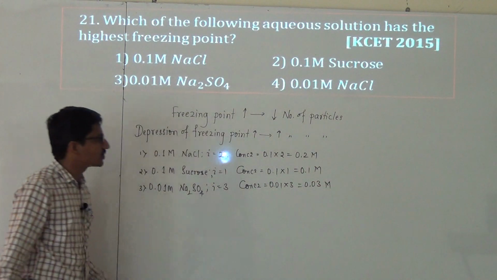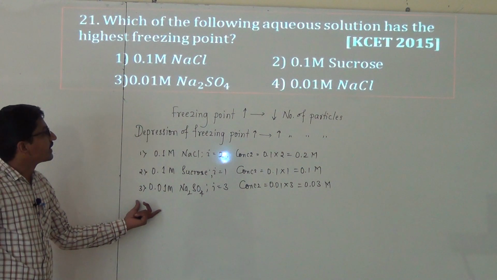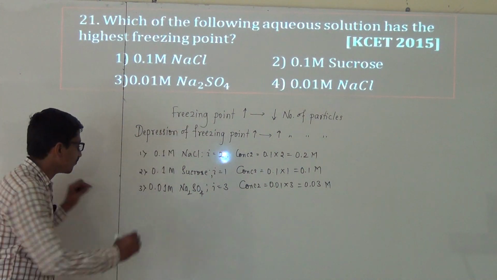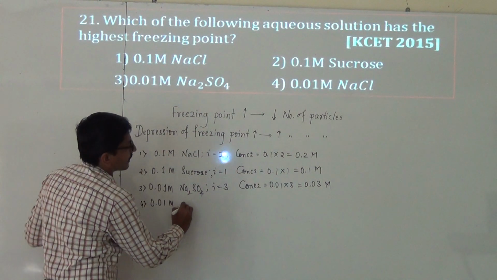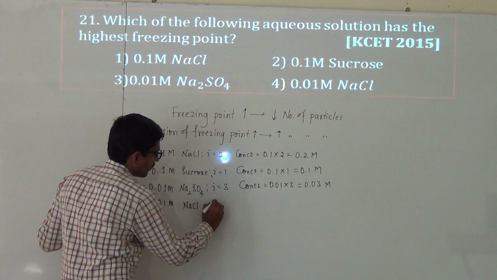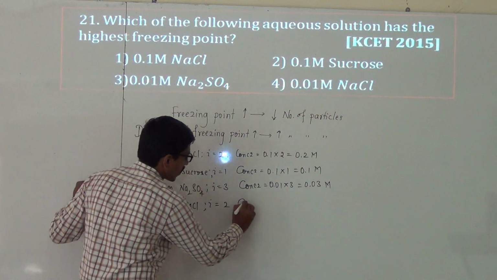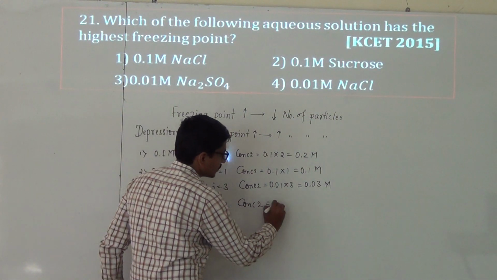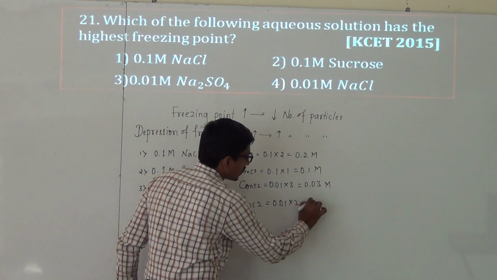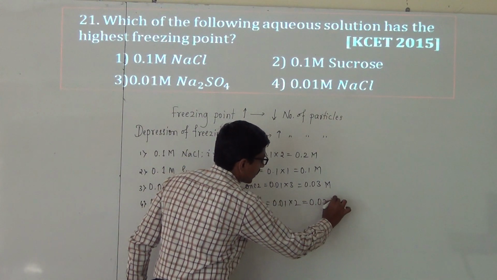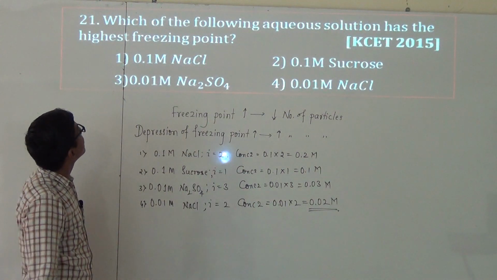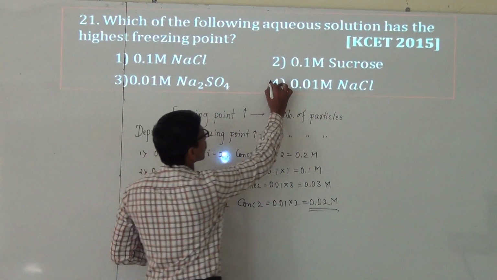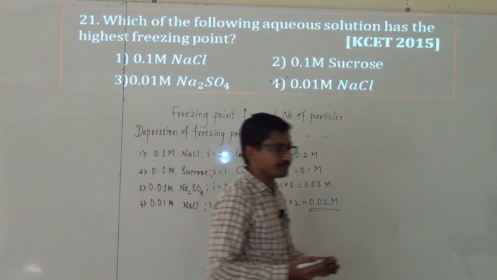The solution with the lowest concentration exhibits the highest freezing point. Fourth, 0.01 m NaCl, i value is 2, concentration is 0.01 into 2, 0.02 m. The lowest concentration of solution exhibits the highest freezing point, and the correct option is the fourth one.